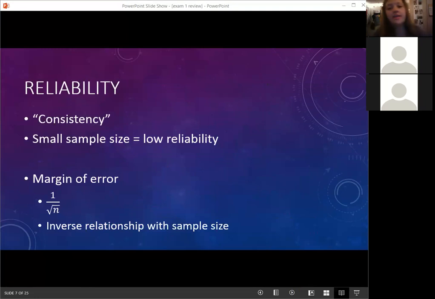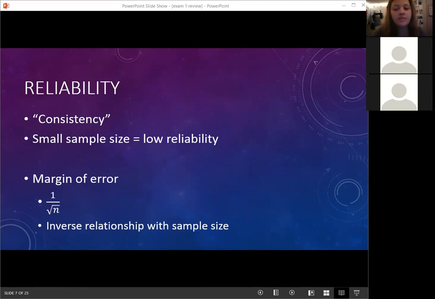Okay, so reliability, it's synonymous with consistency. So basically it's saying how consistent is the data that we're getting. If something's reliable, it means that if we took that test over and over and over again, we would get similar or the same scores. If you have a small sample size, you are going to have low reliability, so low consistency. So this just reiterates the point that we always want to have a large sample size because then we can have higher reliability and higher consistency.